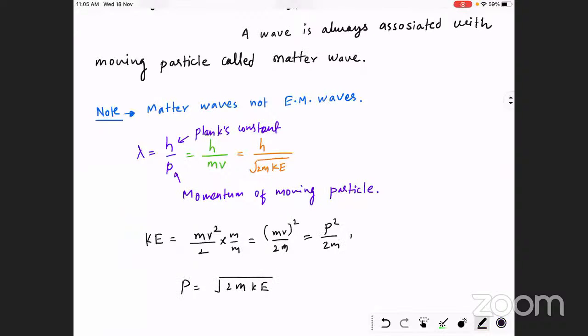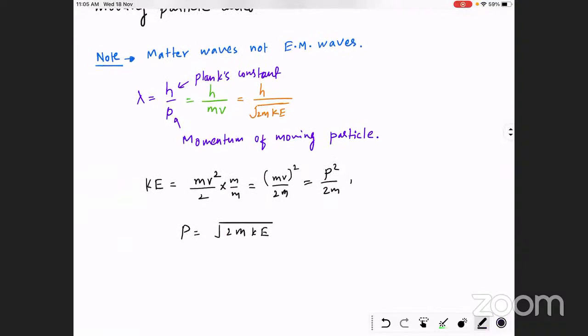Like this you can write the de Broglie wavelength, with under root 2m KE in place of momentum. So you can conclude that lambda is inversely proportional to momentum, lambda is inversely proportional to under root of kinetic energy, and lambda is inversely proportional to the velocity of the particle. Understood everyone?